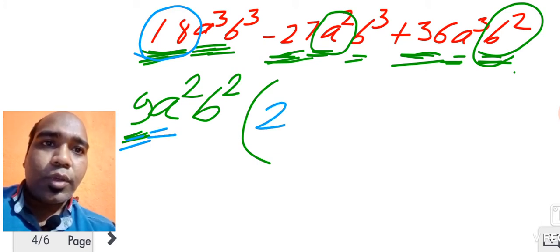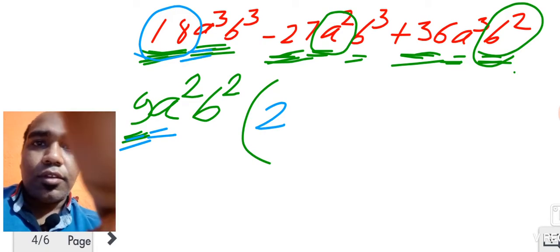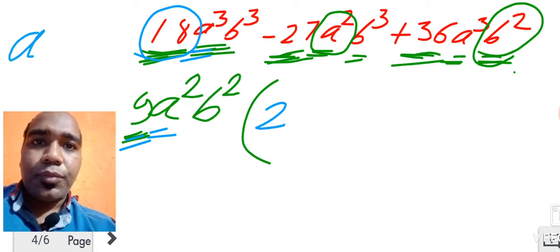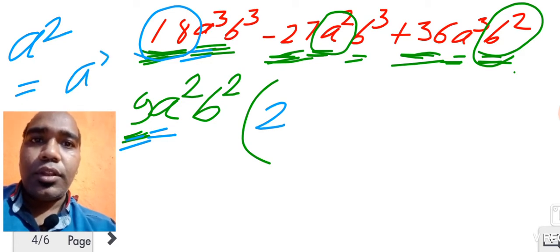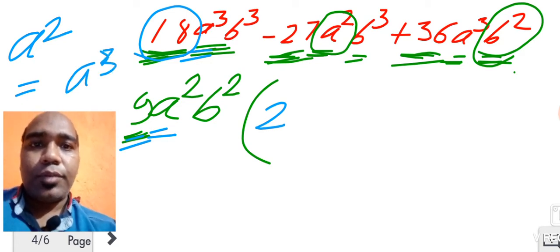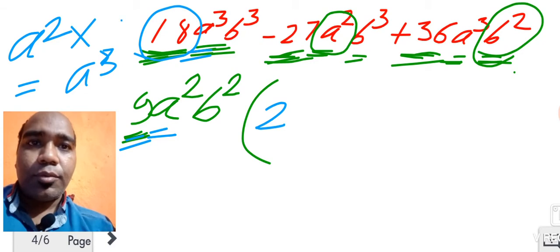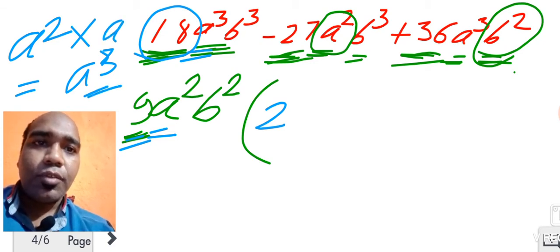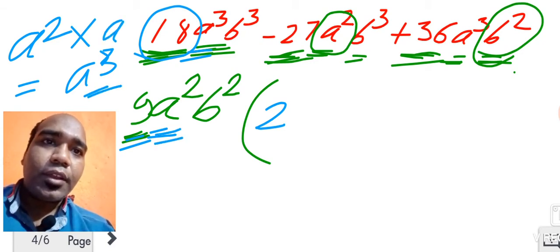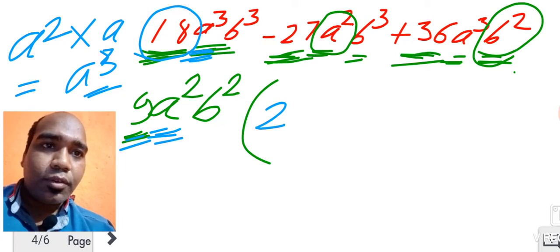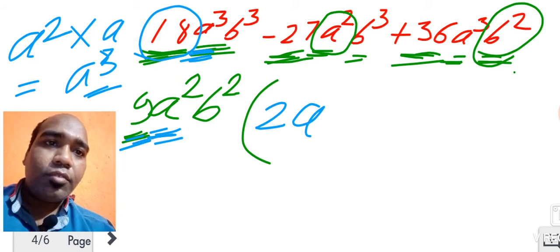Now a square, and here a cube is there. So in a square, what will we multiply to get a cube? What do we have to do? One more a we have to multiply, then only we will get a cube. So a square we have already taken outside. So what will we multiply to get a cube? Just 1 a we have to multiply. Okay. So 9a square into 2, 18 a cube.